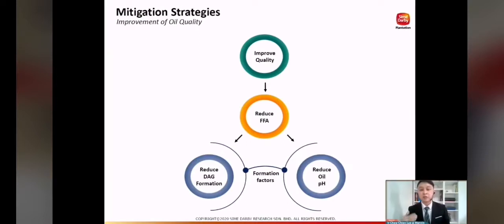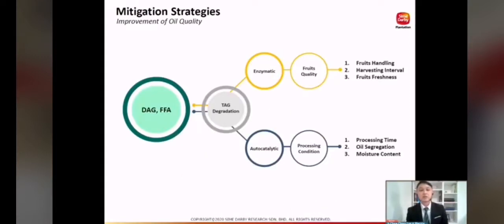So how can we do this? I will show you this in the next presentation. So what we need here is to minimize the hydrolysis formations. So as I mentioned earlier, we have two types of hydrolysis. One is enzymatic and one is autocatalytic. So to address the enzymatics, which is also the main formation of FFA, we need to tackle through the fruit quality assessment. So how can we improve the fruit quality?